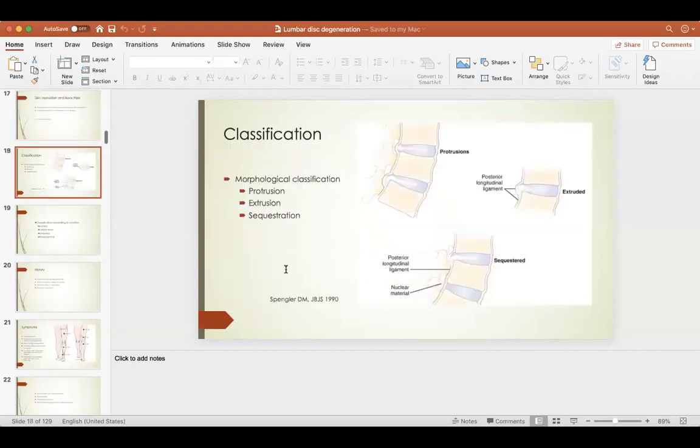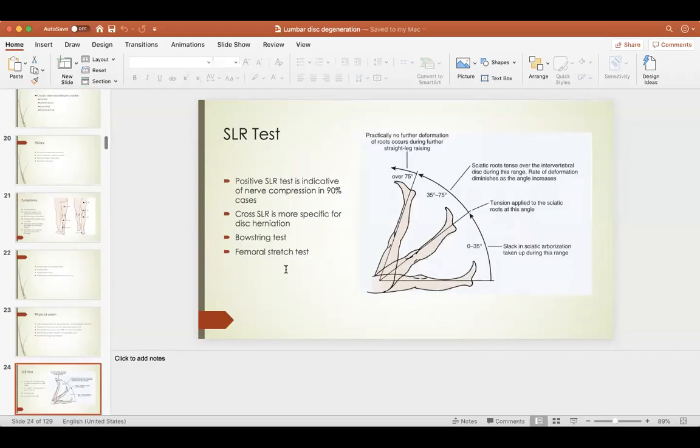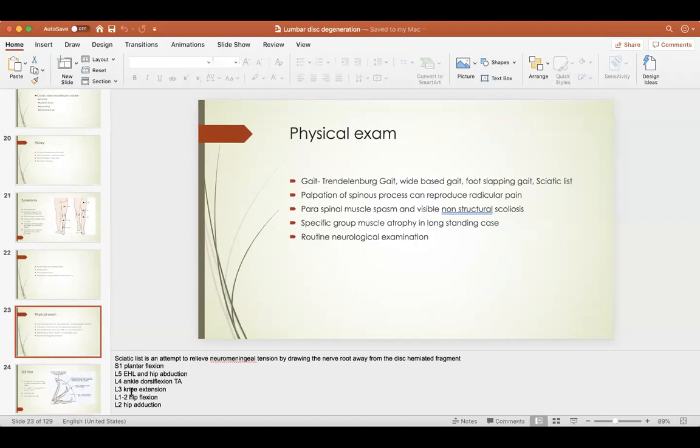So here, you can see this. S1 is plantar flexion. That's correct. L5 is EHL. I think most people make this mistake on the exam. With the L5 nerve root, EHL is not a big muscle. If you have weakness of toe extension, people don't even notice it, and it does not affect their life. But hip abduction is a big one.